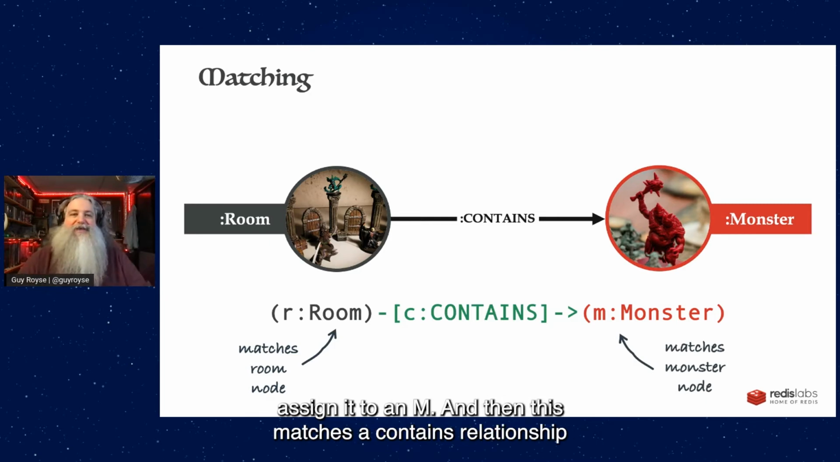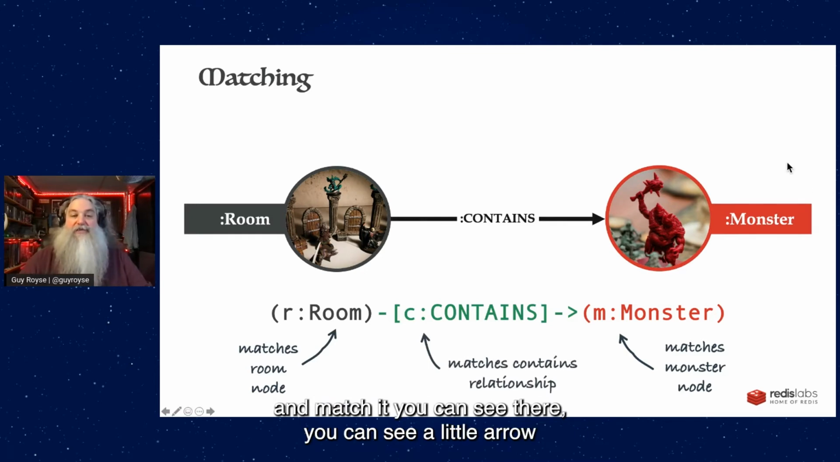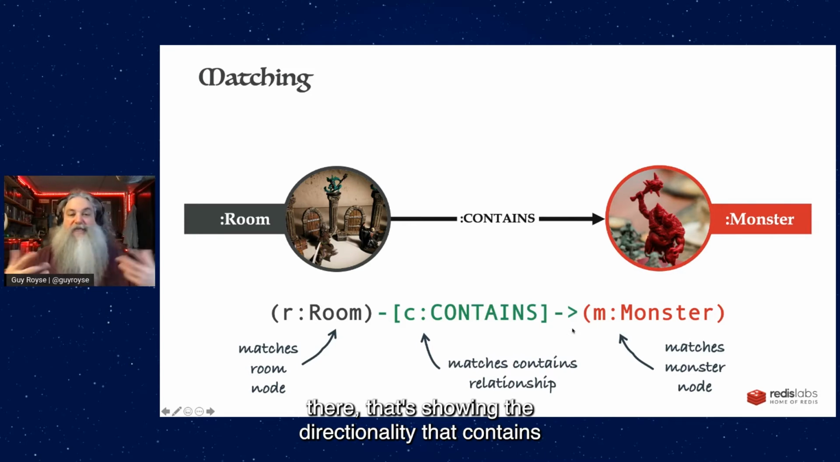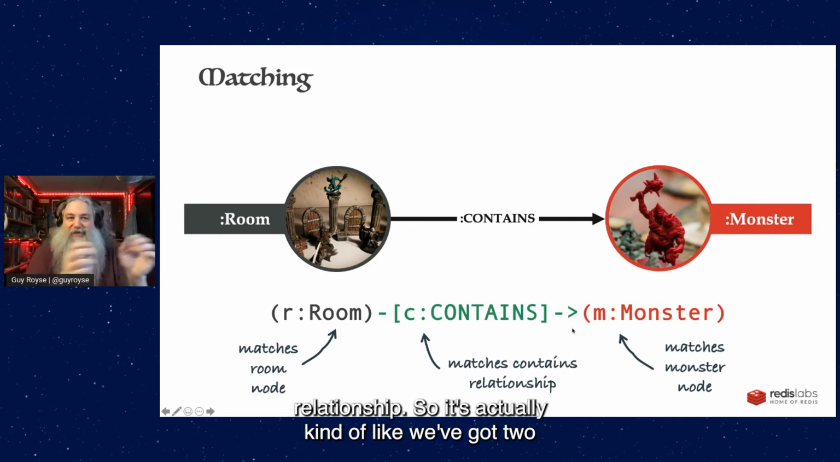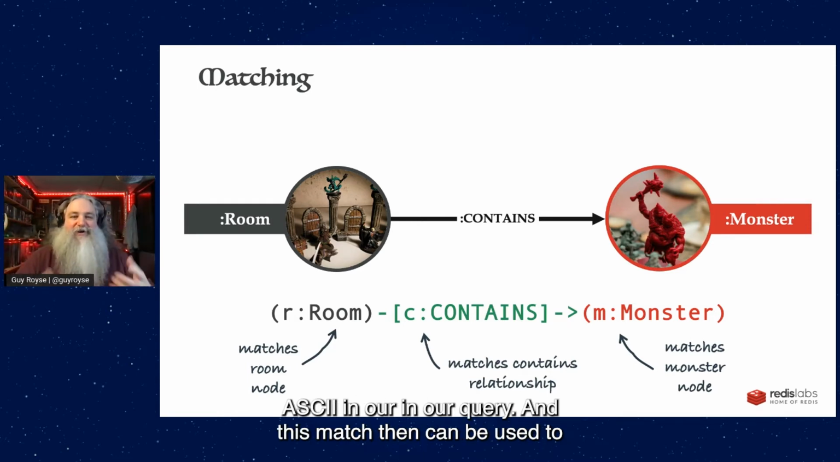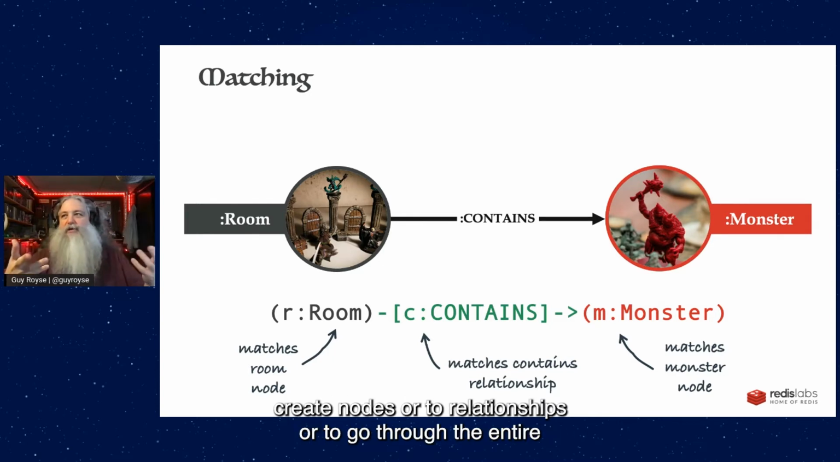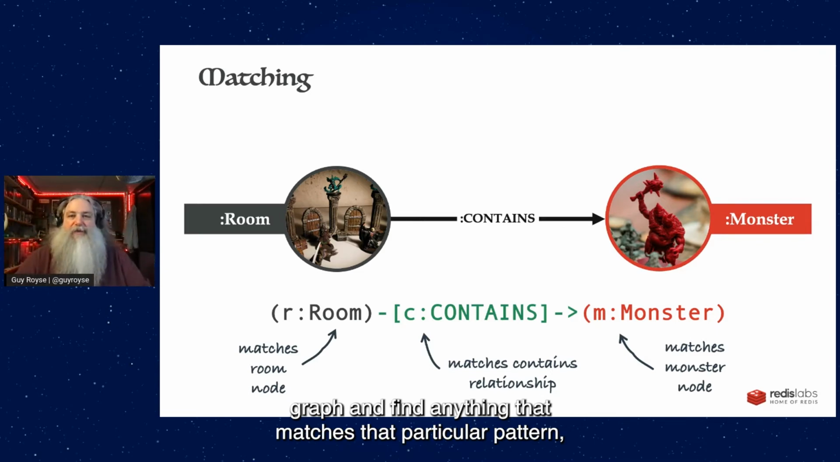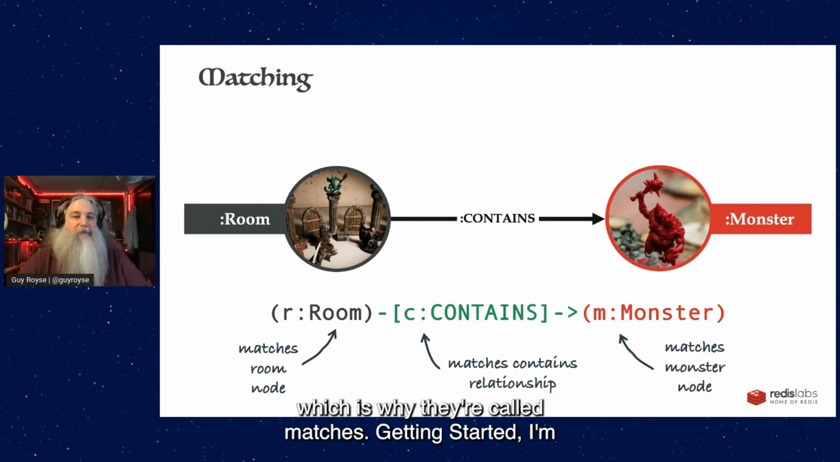And then this matches a contains relationship. You can see that little arrow there. That's showing the directionality of that contains relationship. So it's actually kind of like we have two circles and a little arrow connecting them together in our ASCII, in our query. And this match can then be used to create nodes or relationships, or to go through the entire graph and find anything that matches that particular pattern, which is why they're called matchers.